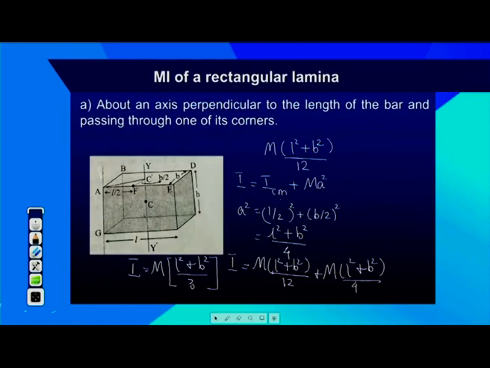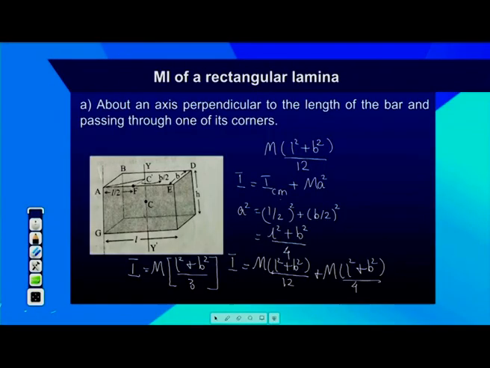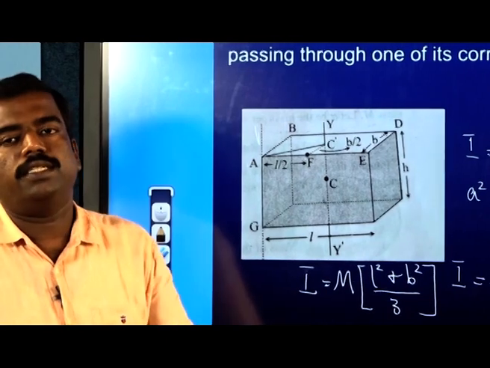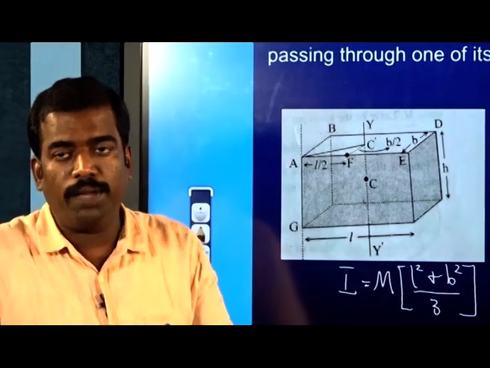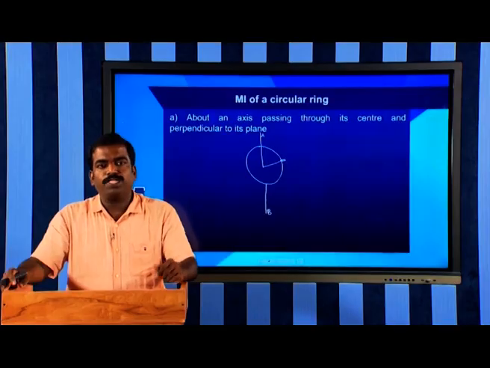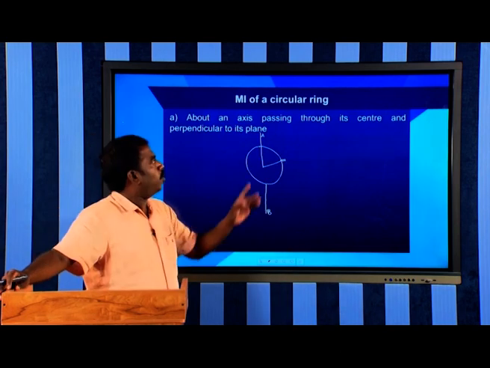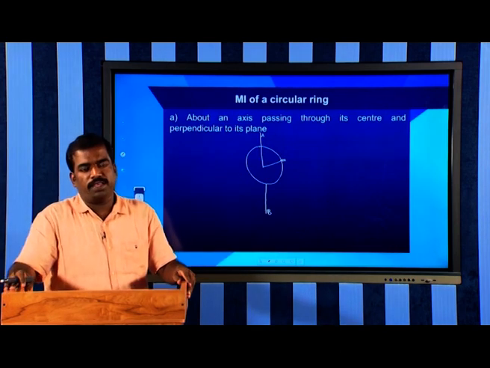And second, if it passes through one of its corners and perpendicular to its length, use the parallel axis theorem and you will get the moment of inertia as I equal to M into L square plus B square by 3. So, this is all about the moment of inertia of a rectangular bar. Next, we can discuss the moment of inertia of a circular ring.